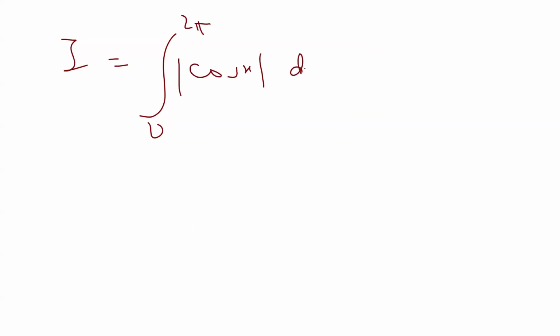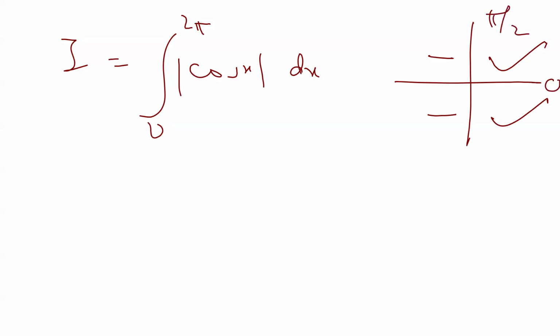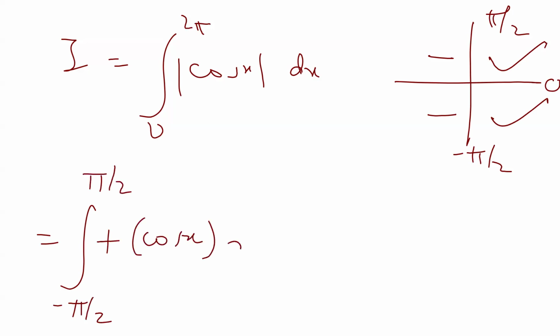Modulus of cos x. Now see, 0 to 2 pi is the entire four quadrants. So cos is positive in the first and fourth, and it is negative over here. Okay, so this is 0, this is pi by 2, and let us take this as minus pi by 2. So cos is positive in the first and the fourth quadrant. So from minus pi by 2 to pi by 2, cos is going to be positive.